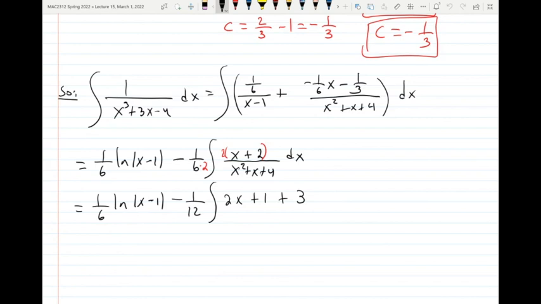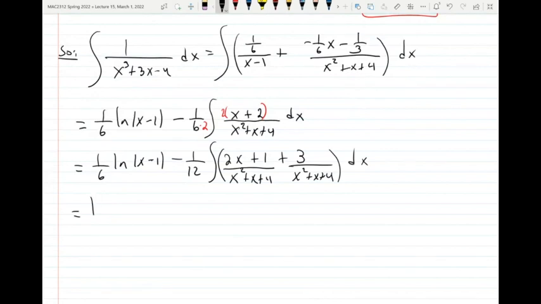And now all of this is over x squared plus x plus 4. I'm gonna go ahead and save myself some time and already split it, because the next step would be to split it like this, as two fractions. And why did I do that? Because now the first one is another ln, right? And then the second one is when we do the arctangent business.